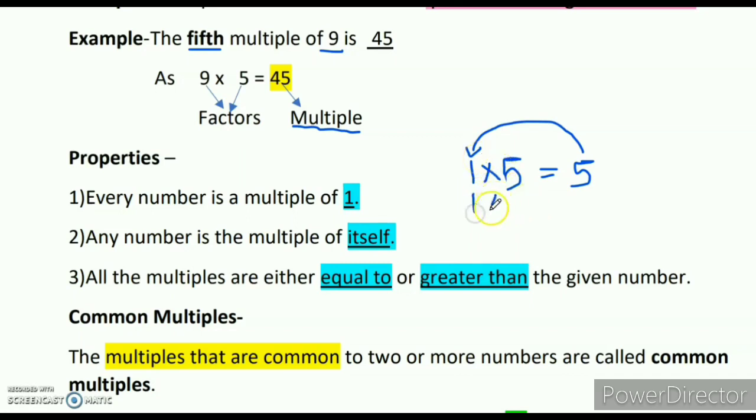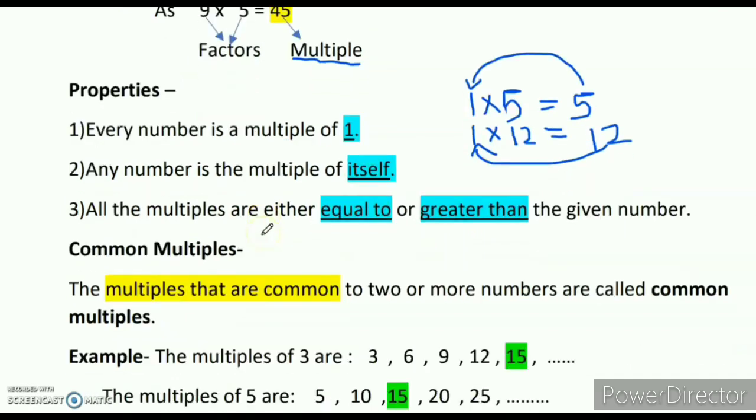Similarly, I can write 1 into 12 is also 12. So we can say 12 is also a multiple of 1. So from this we can say that every number is a multiple of 1. Whichever number you take, whether it's 99, 1000, 2000, when you multiply 1 into 1000, it's 1000 itself. So 1000 is a multiple of 1.